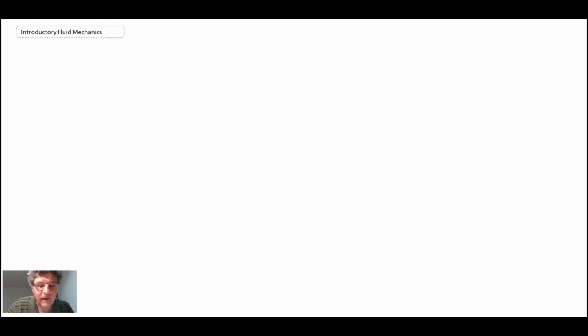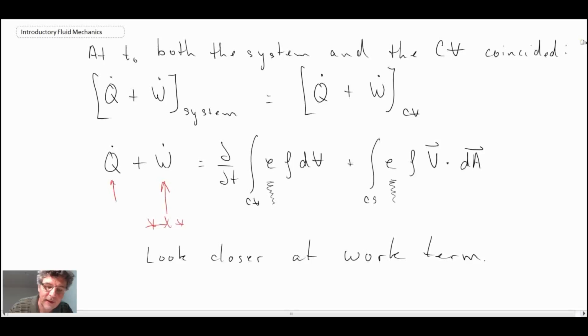So we ended the last segment putting together the equation for the control volume formulation for the conservation of energy, or the first law of thermodynamics. And we saw that we had the work term, and we need to deal with the work term. So the work term was shown right here. And I said that we needed to have a way to express the different components of the work term. So that's what we're going to do now.